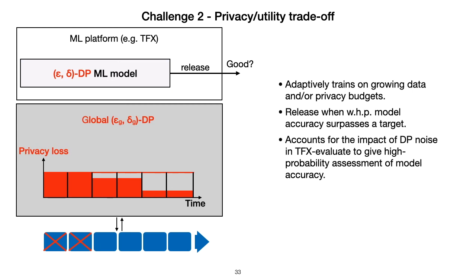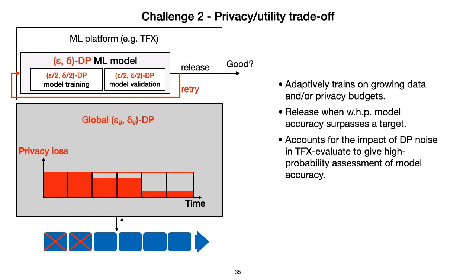And this is exactly what we do to practically address this privacy utility trade-off by using iterative training. So there are 3 main steps to this technique. First, remember that in our interaction model, we can adaptively choose data blocks and differential privacy parameters. So what we're going to do is train a model, and if it's not good enough, we just schedule it for training again using more data or more privacy budget.